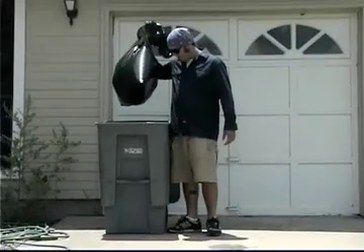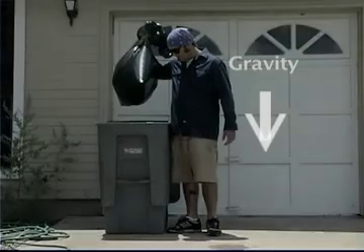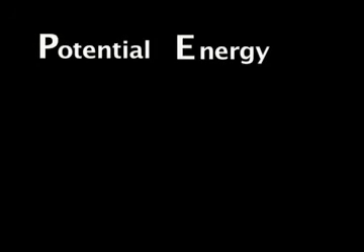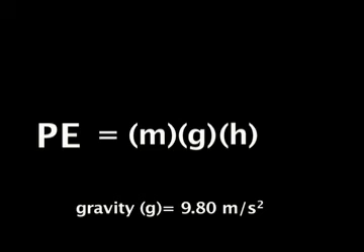This time, the acting force is gravity. The energy involved here is potential energy. Potential energy is defined as mass times gravity times height. Keep in mind, gravity is always 9.80 meters per second squared.